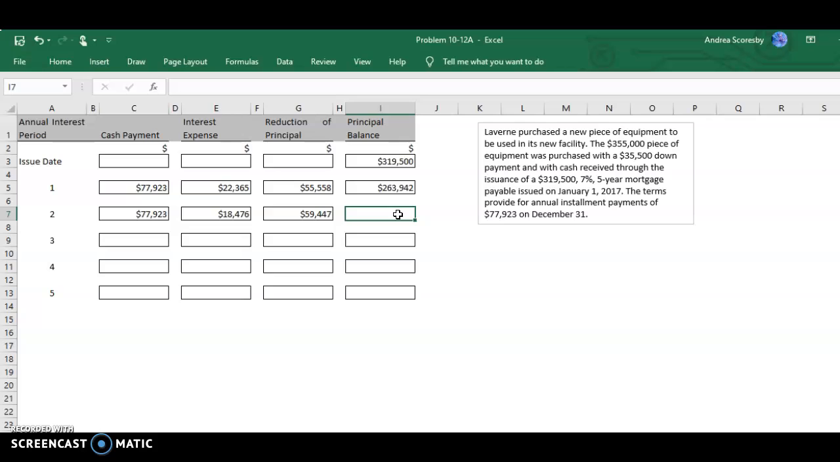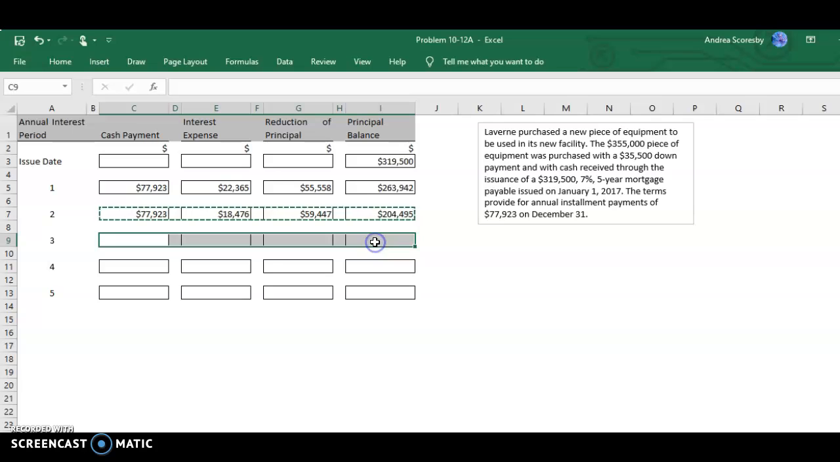$59,447. So again, to find the principal balance, we are going to take the previous principal balance of $263,942, and subtract our reduction of principal, $59,447, which is going to give us $204,495. So you can just repeat that same process for the rest of the cells here.